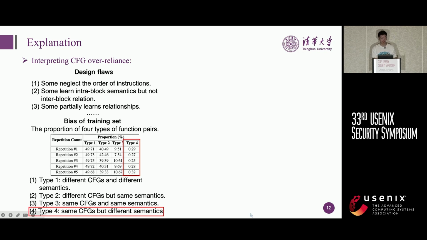So second, we note many solutions use a biased training set. The function pairs in the training set can be generally categorized into 4 types. We found that numerous pairs belong to type 1 to 3, while only a small amount of them belong to type 4. Note that only function pairs in type 3 and 4 have the same CFG. However, type 3 is much more common than type 4, which can cause models to tend to identify functions with the same CFGs as similar, namely over-reliance on CFG features.